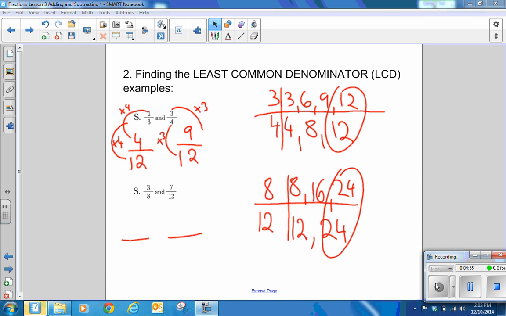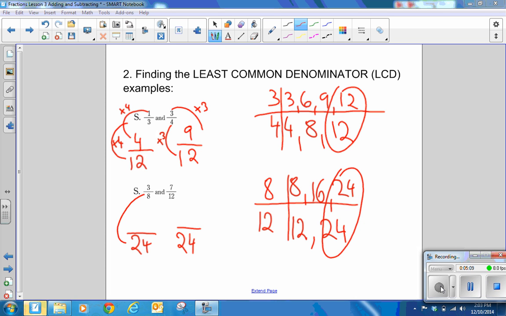So I will now find equivalent fractions to 3/8 with a denominator of 24. 8 times 3 is 24, so 3 times 3 is 9. 3/8 is the same as 9/24. Now, 12 times 2 is 24, so 7 times 2 is 14. Now my fractions have the same denominator of 24.